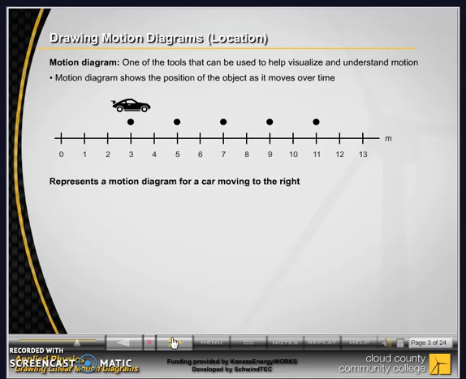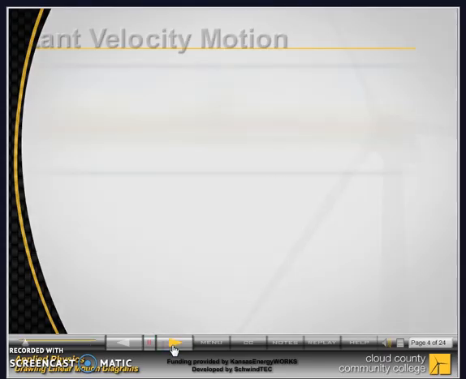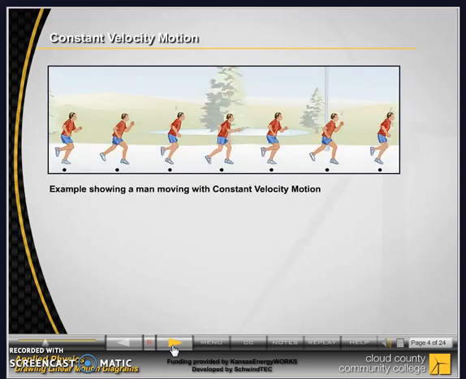This represents a motion diagram for a car moving to the right. The diagram starts at time equals 0 seconds, when the car is at position 3 meters. It continues at regular time intervals until the car is at position 11 meters. Watch this example showing a man moving with constant velocity motion. You can picture any constant velocity motion in this way.